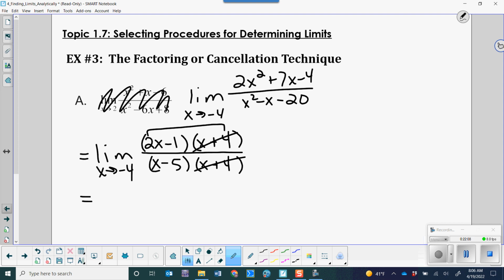Because again, the limits are equal. The functions are not exactly the same, but the limits are exactly the same. So now I get 2 times -4, which is -8 plus 1, or minus 1, which is -9. And then -4 minus 5 is -9. So my overall answer is 1 there.